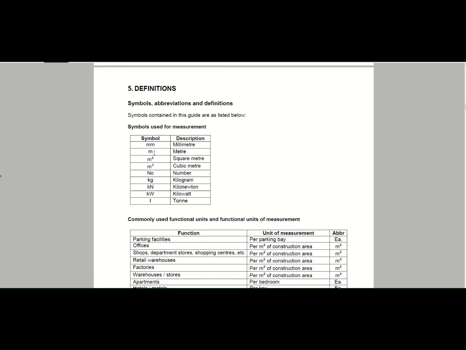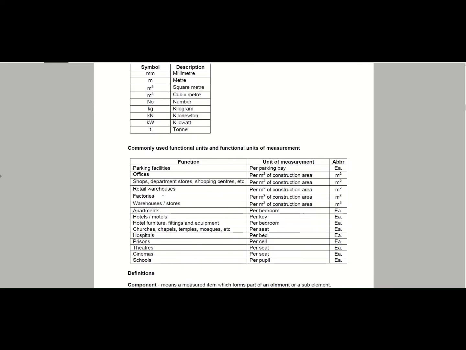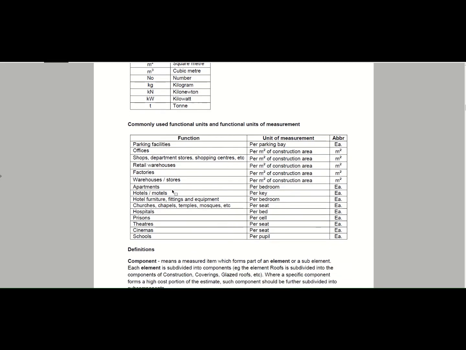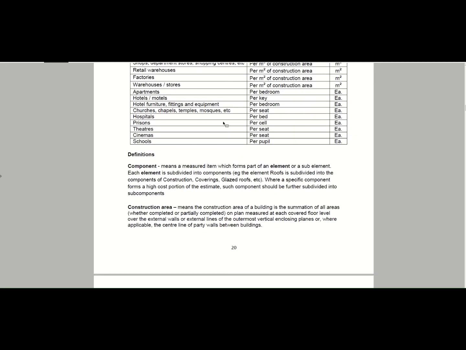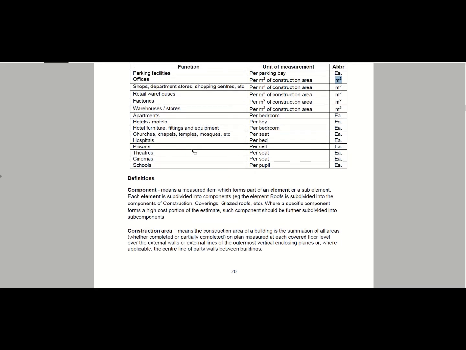Okay, then we've got our definitions. This is just the symbols and the different units that you might use during your measurement. Commonly used functional units. Just a nice explanation is parking facilities is like an extra addition, and square meter. This is not too important, so don't confuse yourself with all of these items here. This is actually for each apartments, etc.